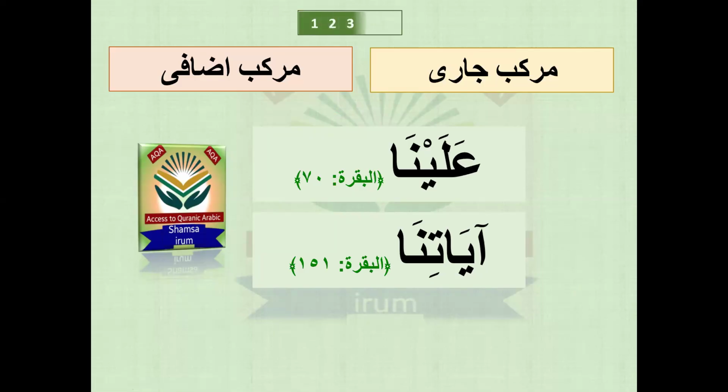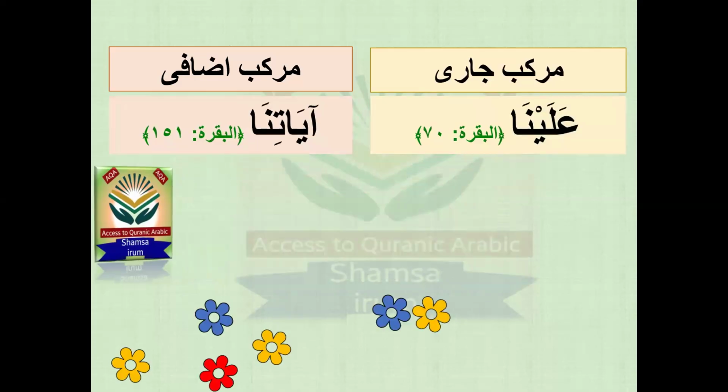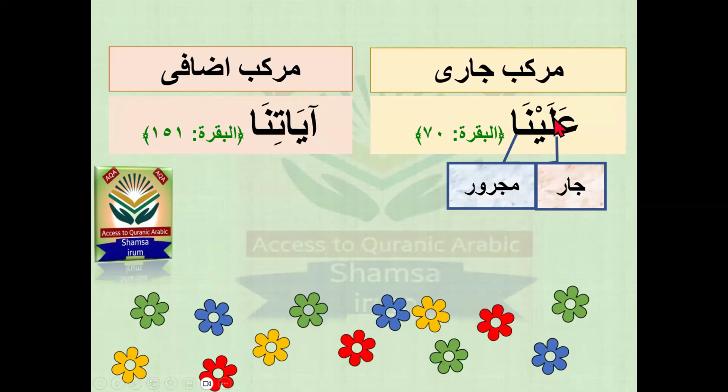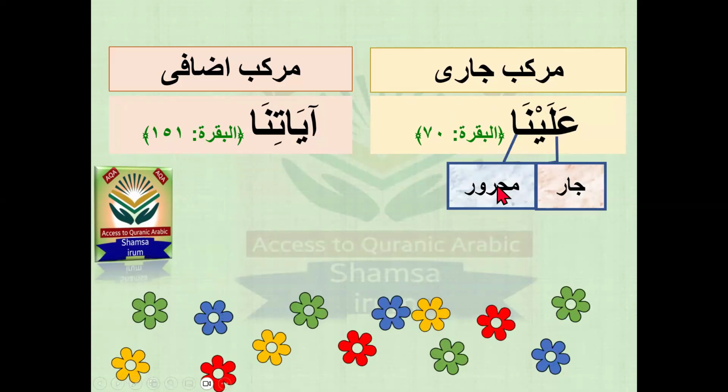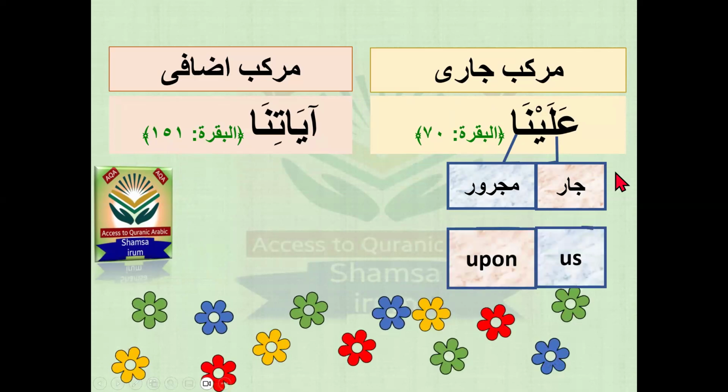Tick, tick, tick. Time is up now. I hope you give this answer. Alayna, so this is jar majroor. Ala is harfu jar. Na damir is majroor because of the harfu jar. It means upon us or on us.